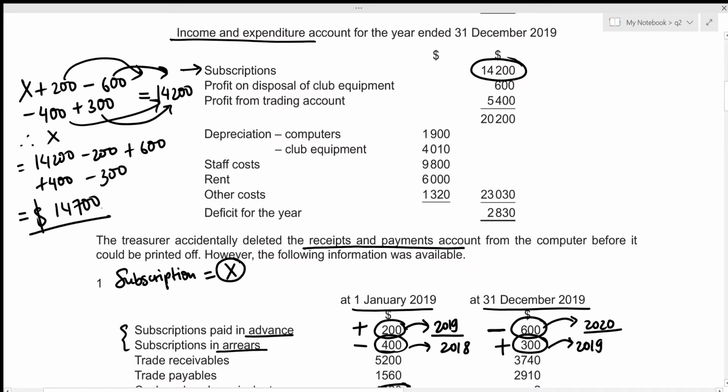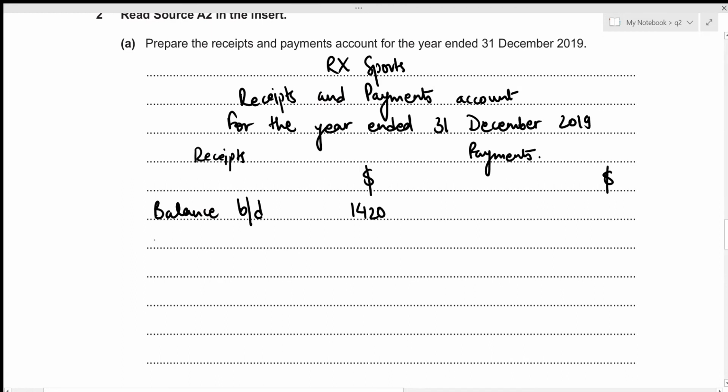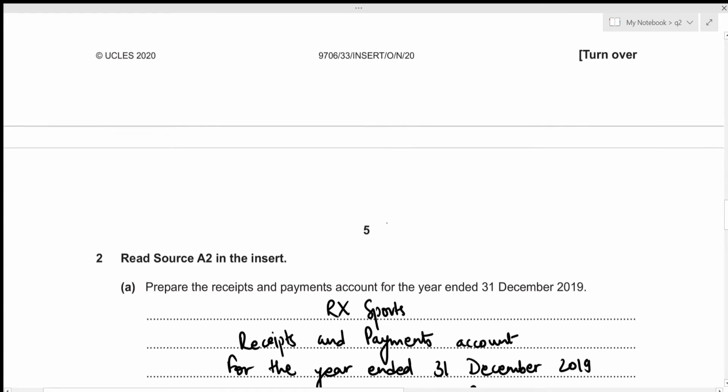And since the subscriptions are received, this is definitely included in our receipts section, which is the debit side. Let's write it down. We can write it as subscriptions, which amounted to 14,700. Let's have a look above.